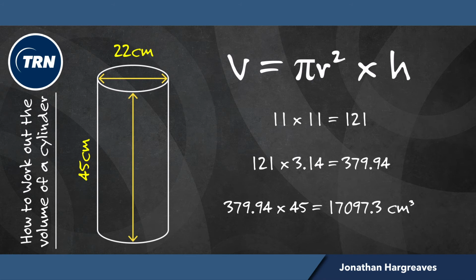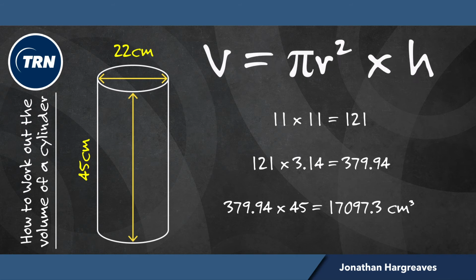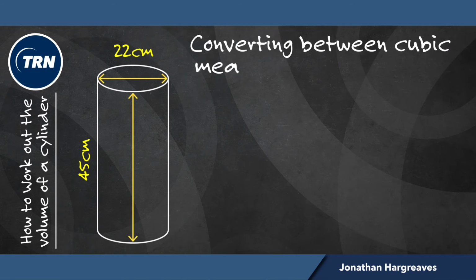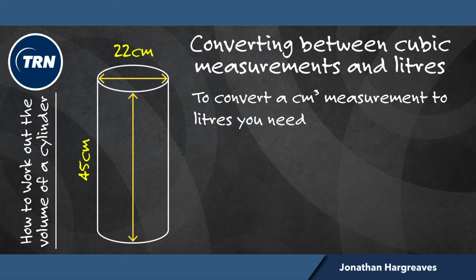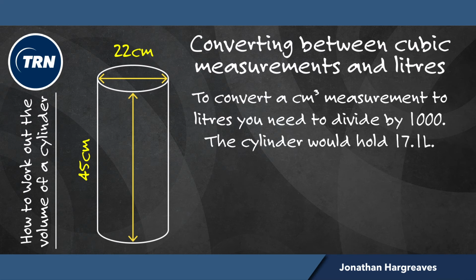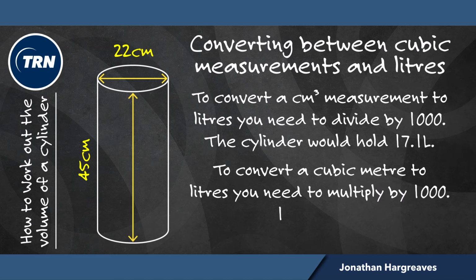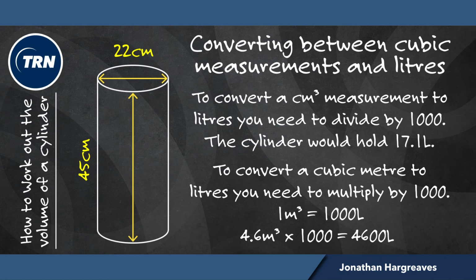In our example, we're using centimeters, so let's convert our measurement from cubic measurements into liters. To convert our example, which is in centimeters cubed, we need to divide by 1000. So in our example, the cylinder above would hold 17.1 liters. If our example were in meters, to convert a cubic meter to liters, you would have to multiply by 1000. So a cubic meter of liquid would be 1000 liters.